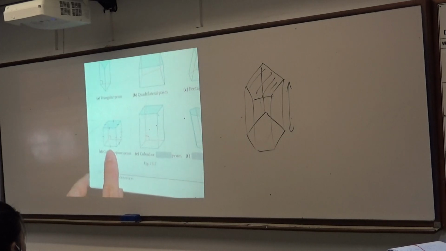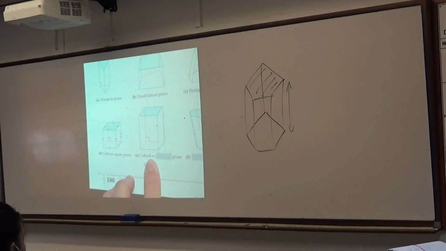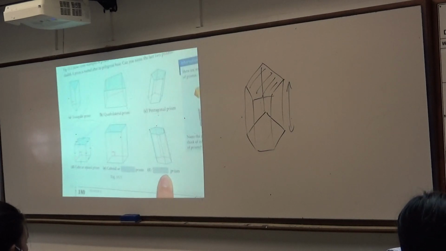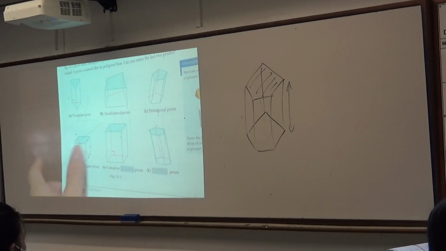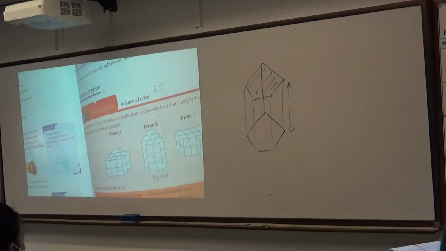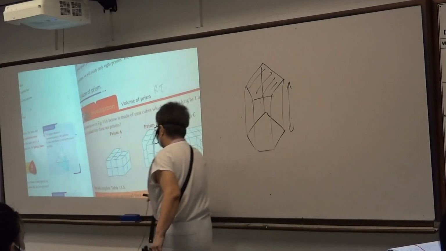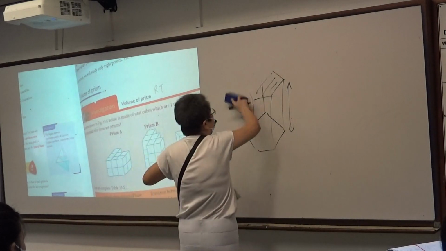The cube. Is this cube a right prism? Yes. How about this one? Oblique prism. Am I right to say that? Yes or no? Yes, huh? Okay, good. Now, then I want to ask this question. Look at the board. I'm going to sketch something for you. Is this a prism?